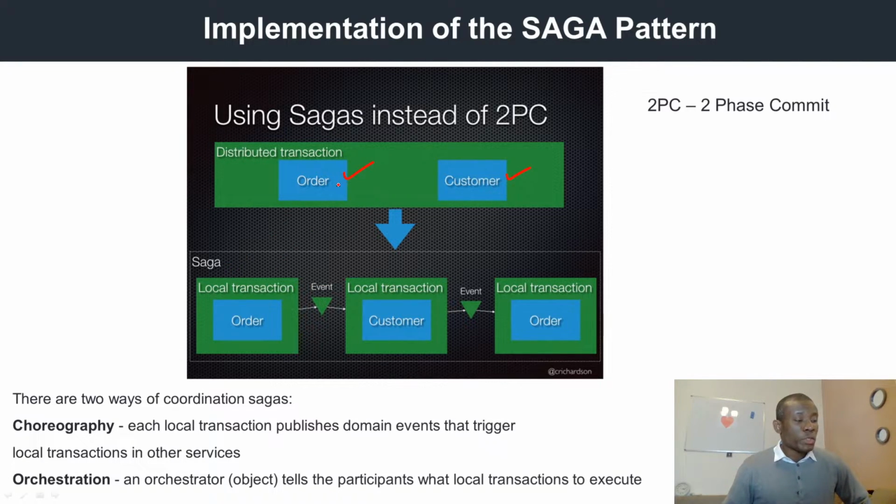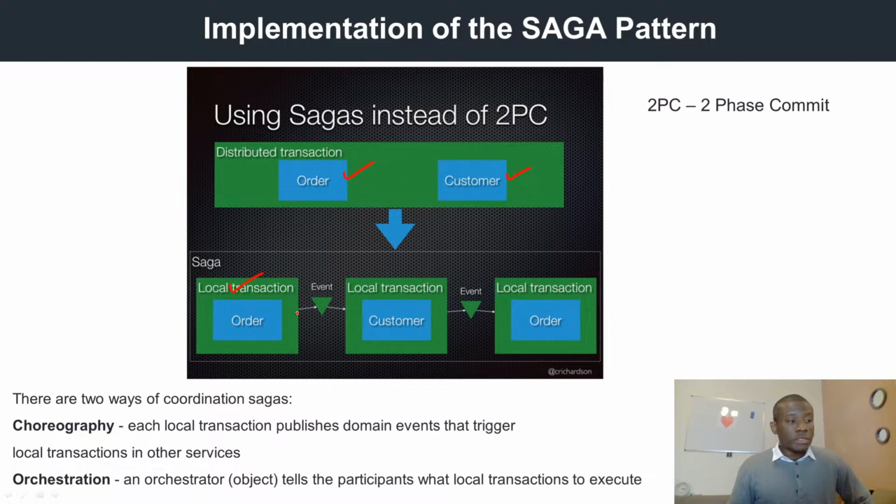So when we have a transaction to place an order, this transaction is going to try to place the order and try to check whether the customer has credit. So it has to go from the order service to the customer service to aggregate the data before the decision is made. So in a Saga-based scenario, the transaction starts with order placement in the order service.